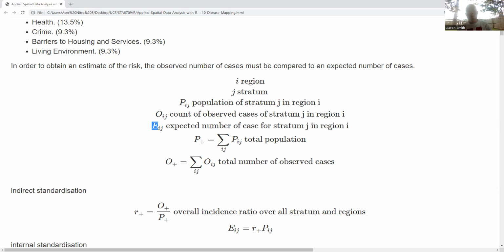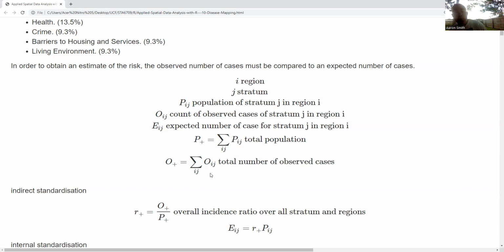E is the expected number of cases. Of course, we have i and j for region, then stratum. Now, if I use a subscript plus sign, this means it is for the entire region that we are interested in. So P_+ is just the total population of our study area. O_+, it's not a blood type for this one, it's the total number of observed cases.